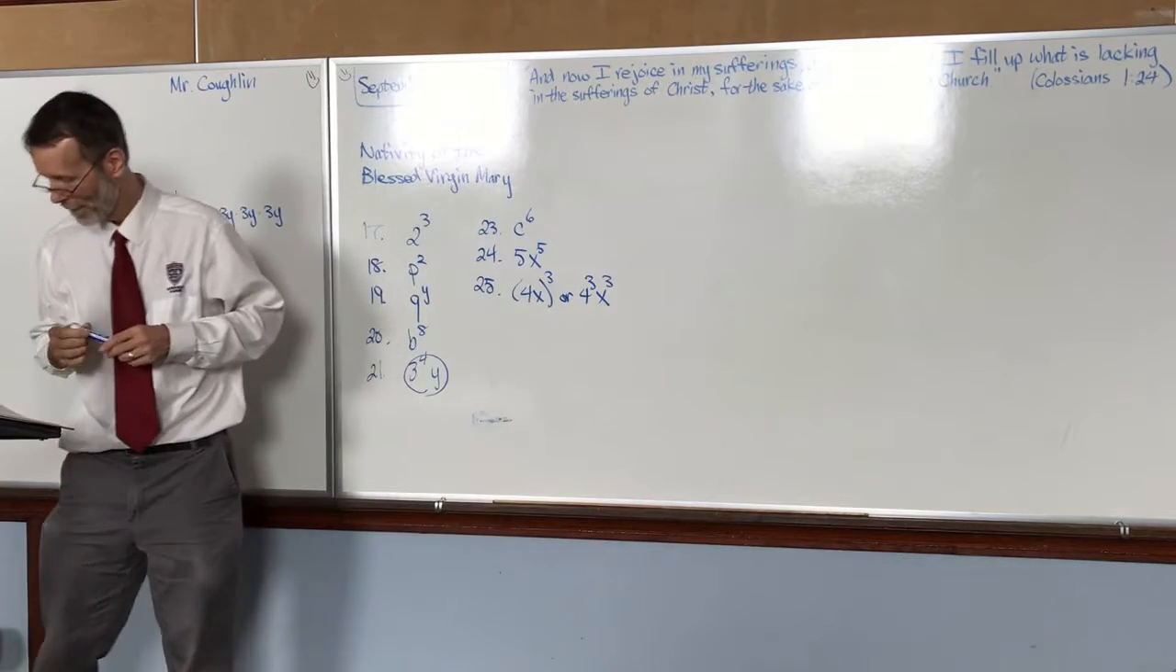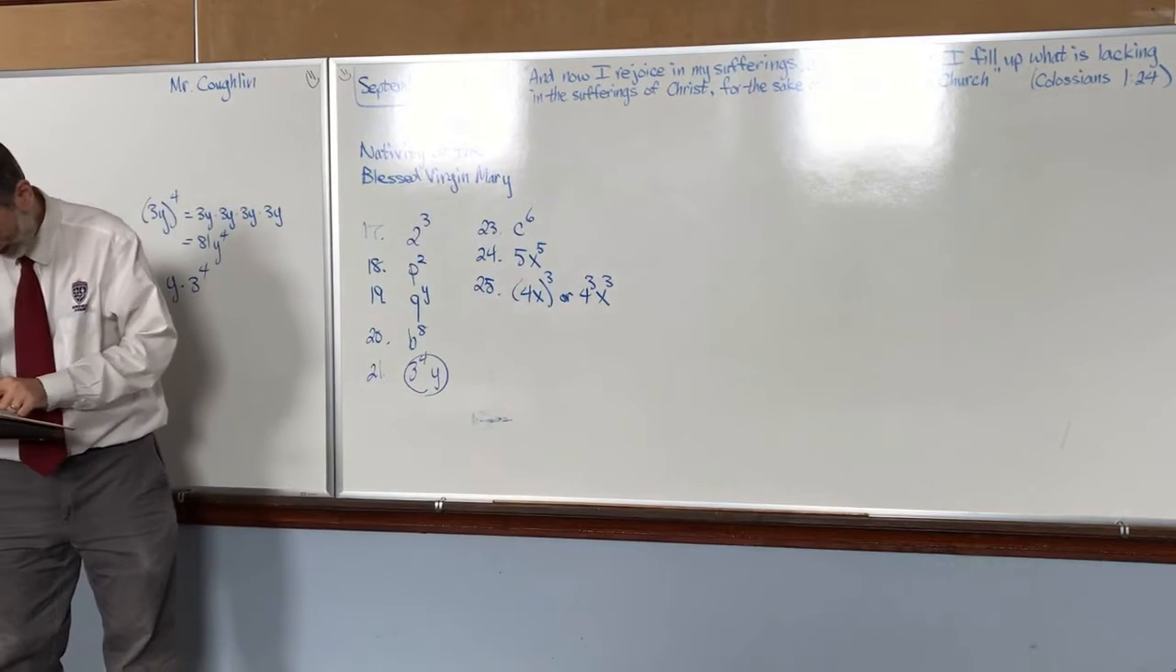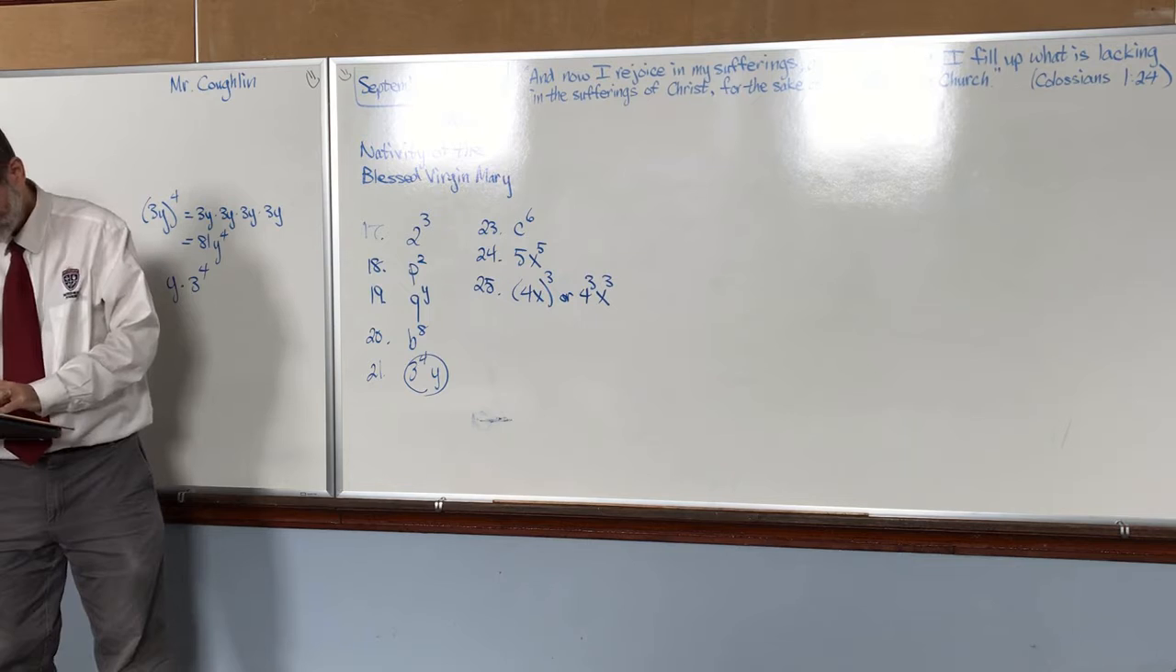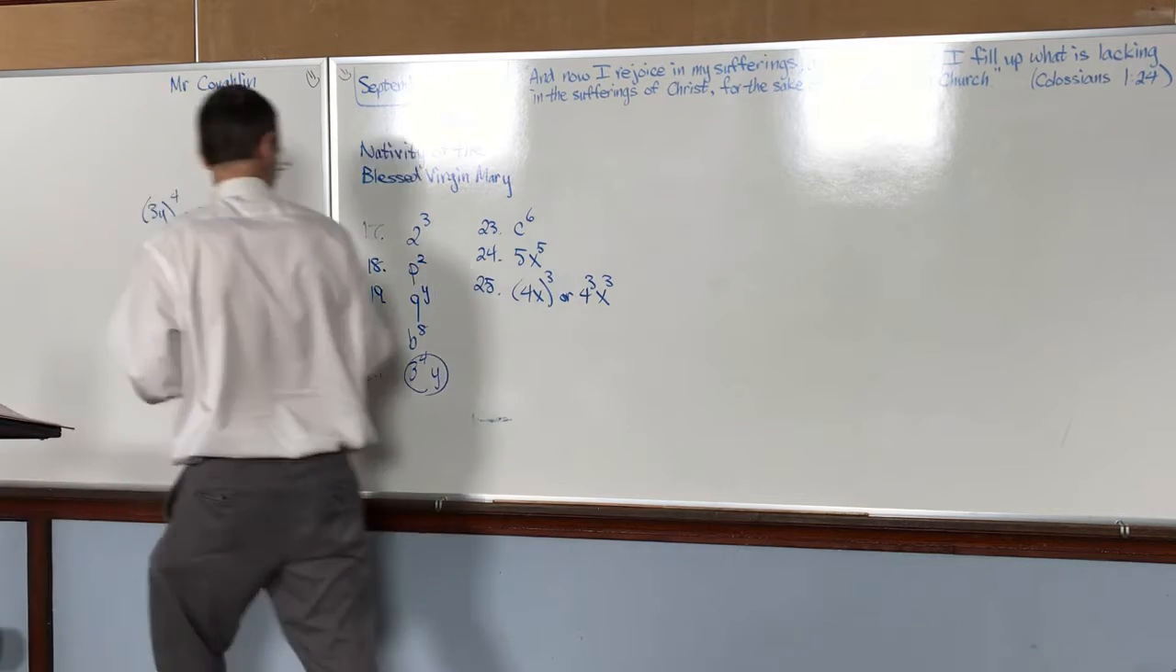Can we do number 40? There was one me and you both got wrong, I know that. So p squared when p is 2.5.